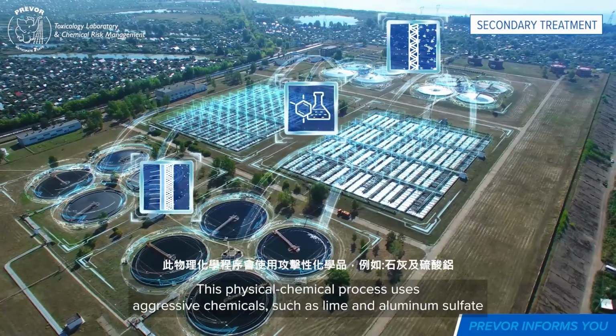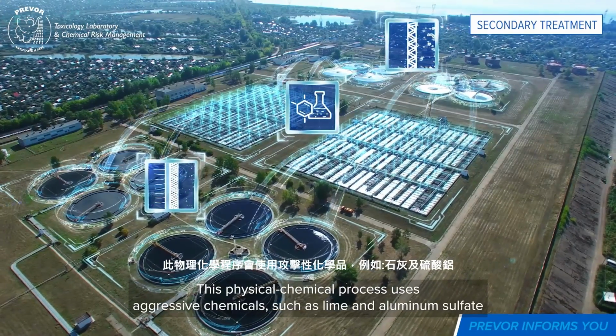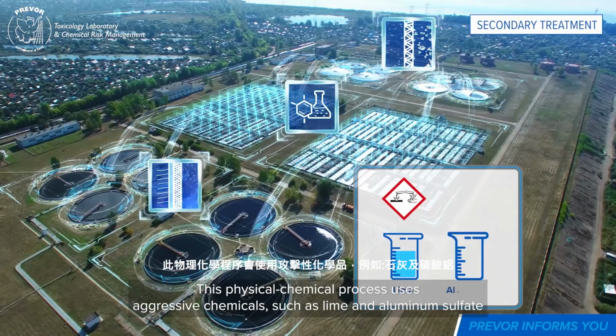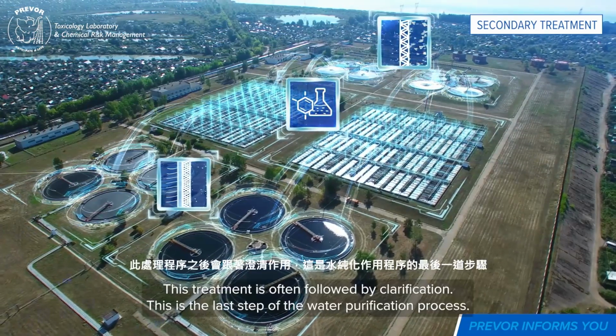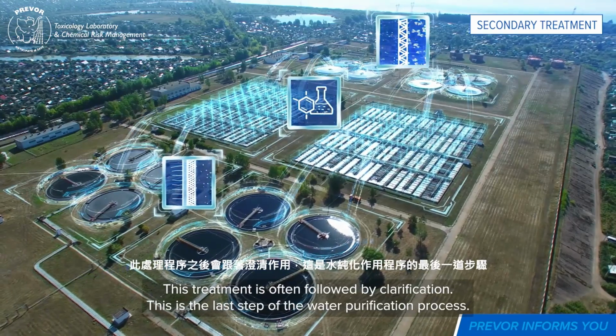The secondary treatment is most commonly achieved by a biological process, but a physico-chemical process can replace it. This physico-chemical process uses aggressive chemicals such as lime and aluminium sulfate, an irritant, to remove floating matter. This treatment is often followed by clarification.